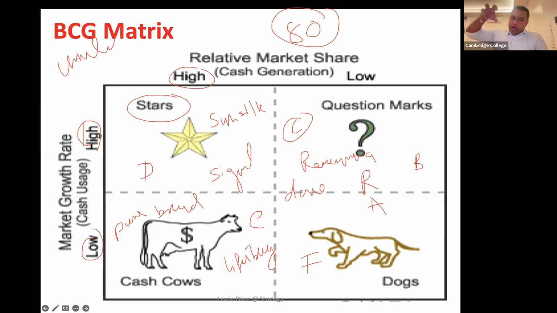So if you plot all their brands here, where would you want all their brands to be? Can you please type? I'm asking you a question. I want all of you to type. Where would you want all their brands to be? Ideally in the BCG. Can you please type? Please type. Where would you want all their brands to be? Can you please type? I'll give you 30 seconds.